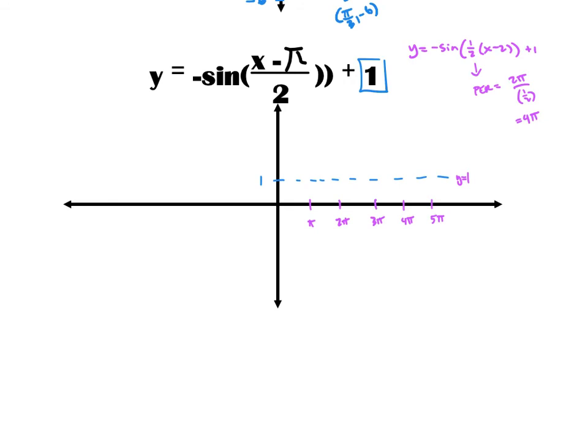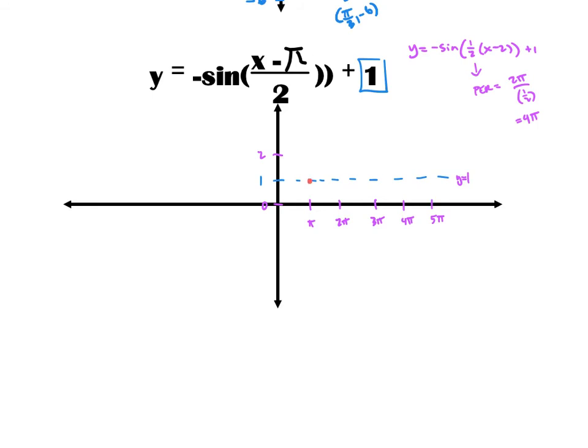So the amplitude of this is 1. So the max value will be up here at 2. And the min value will be down here at 0. But we have to be very careful, right? Because the original function is being shifted pi units to the right, as well as we've got a reflection going on. So I'm going to do our final function here in red.